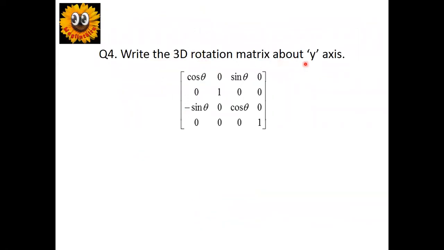Write the three-dimensional rotation matrix. It is supposed to be a 4x4 matrix. If you look at the second row, second column, the intersection will be 1. Then cos theta, sin theta, minus sin theta, and all other elements are 0. The last diagonal element should be 1. If you have written this answer, you will be awarded 2 marks.